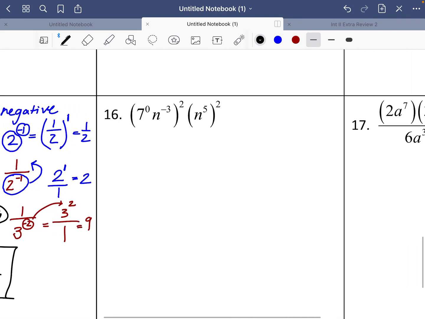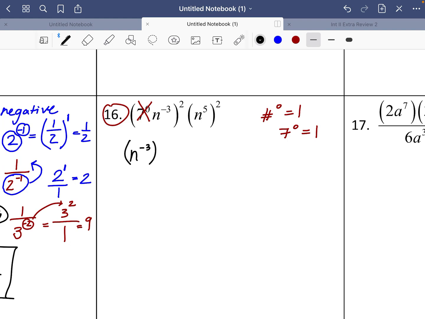Next one, 16. Any number with an exponent of 0 is equal to 1. So 7 to the power of 0 is also equal to 1, meaning you can just ignore this. That's just a 1. So you're left with n to the negative 3rd squared times n to the 5th squared.